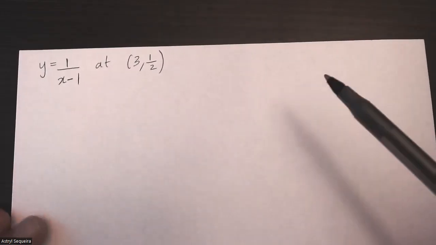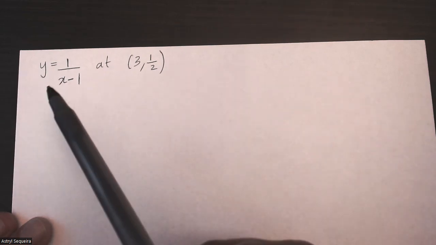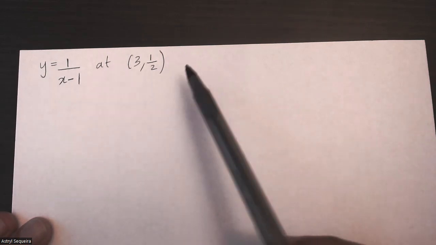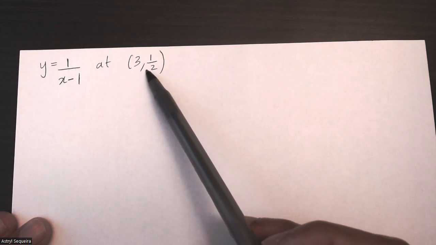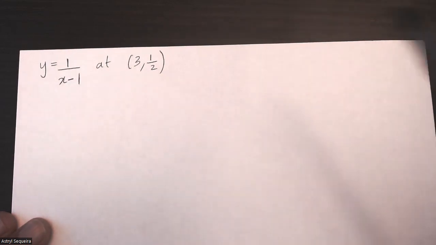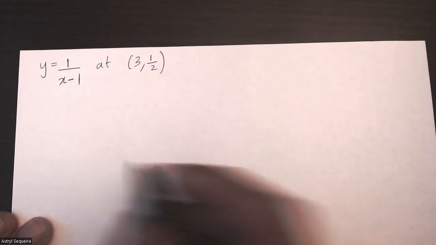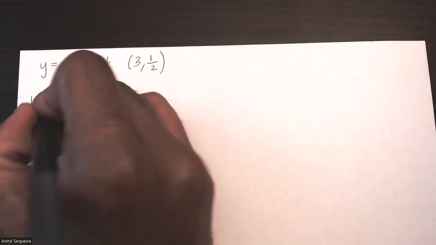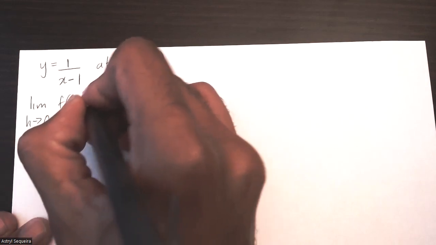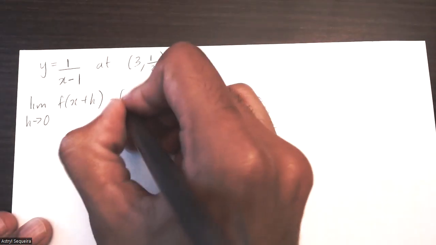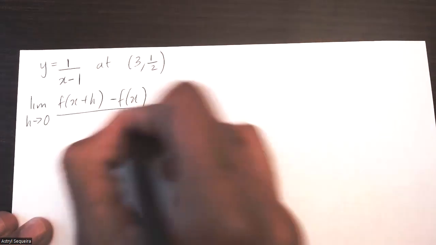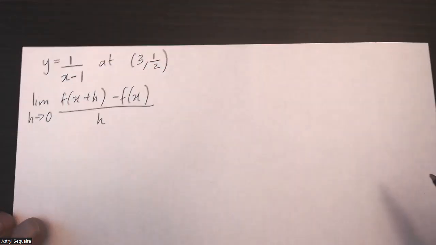All right, so in this video, I want to find the equation of the tangent line to this function at this specific point, and I'm going to be doing it using first principles. So we know our equation for first principles is lim h approaches 0, f of x plus h minus f of x divided by h.